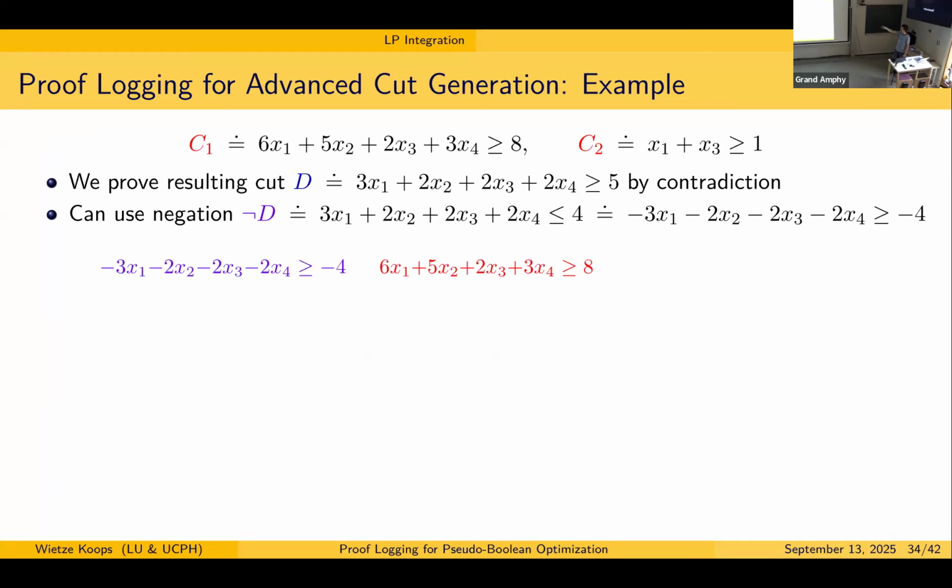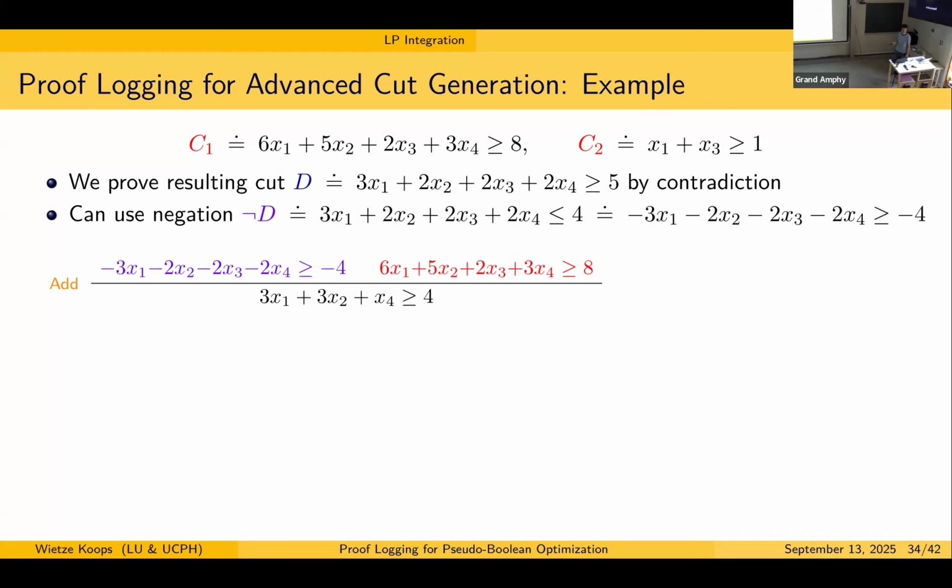So we have our two constraints. Now in the proof logging we use that we already know what the result is of our constraint. So we have our cut, and we're going to use its negation. And then we're going to do a derivation. So first we're going to add the constraint C1. Then we get this constraint.